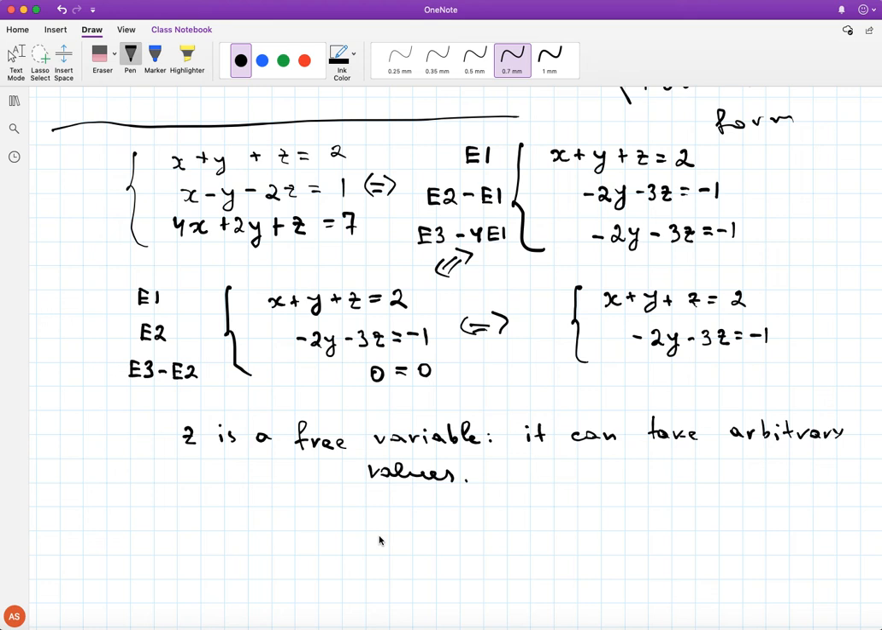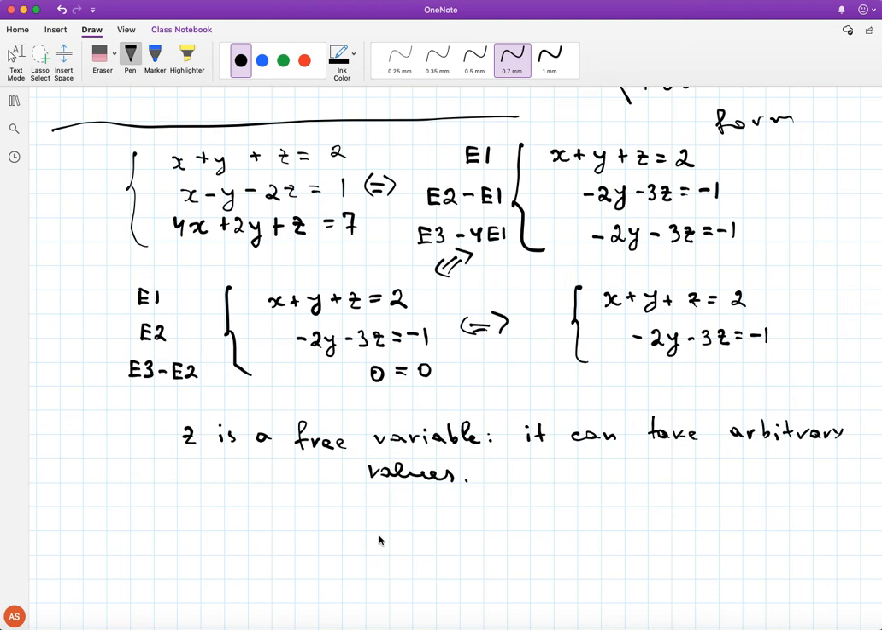Now, what if you choose a different value for z? Choose z equal to 1 or -7 or any number. Repeat the same calculations, and you will see that again you can obtain a solution of the original system with the value of z that you chose. And this shows that z can take arbitrary values.